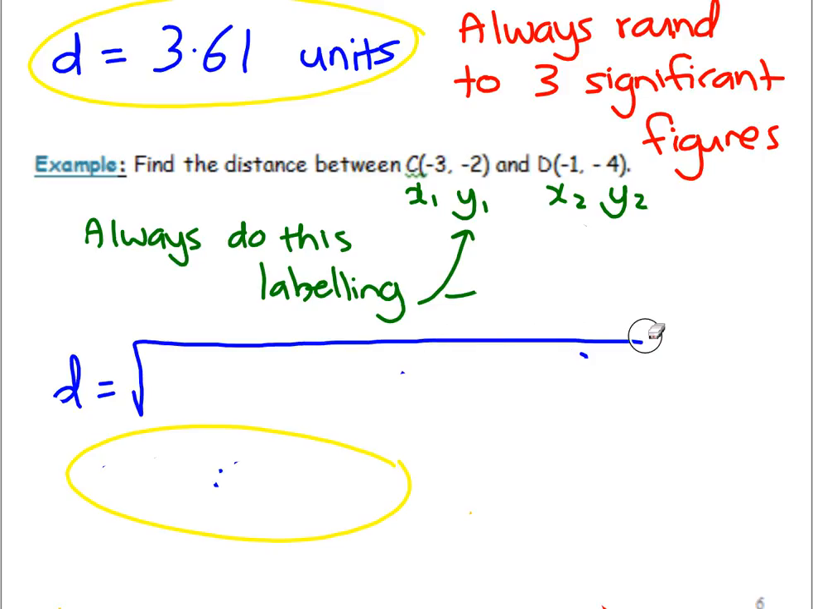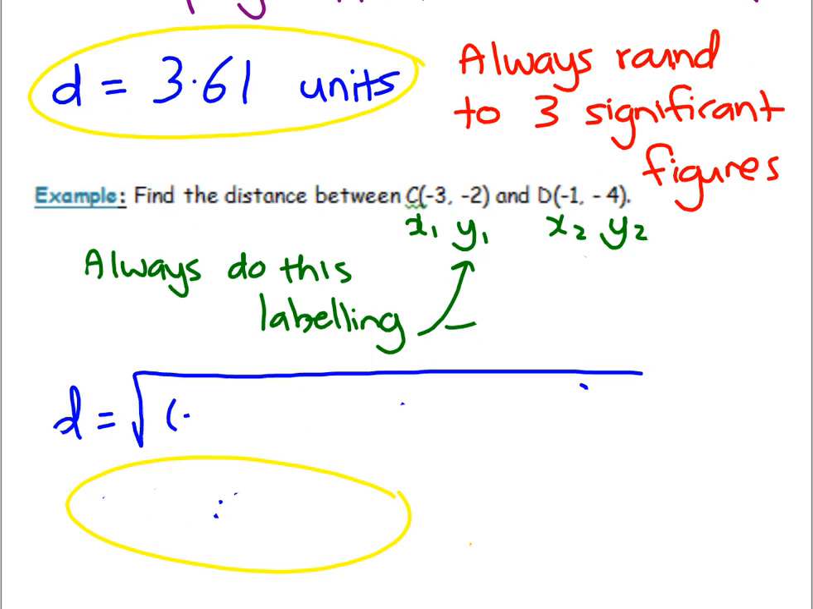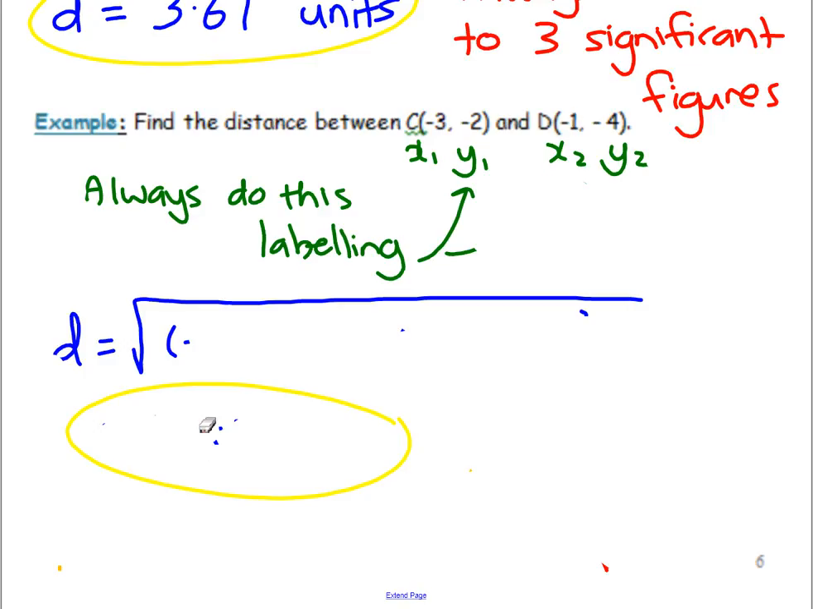Alright, and so the great thing is we can open our brackets and we've got everything labelled, so it's really easy to see what goes in there. So the first thing, if you've forgotten the distance formula, it's up here. X2 minus X1. X2 is -1, so make sure to get your negatives correct. -1 minus X1 is -3 minus -3. So don't write -1 minus 3, it's -1 minus -3, plus y2 minus y1. So y2 you can see is negative 4 minus y1, which is negative 2, all squared.